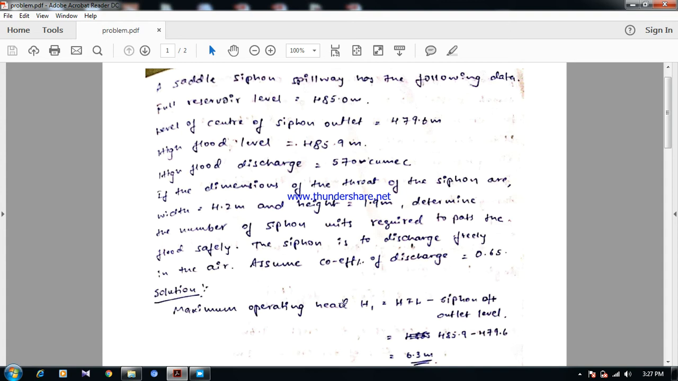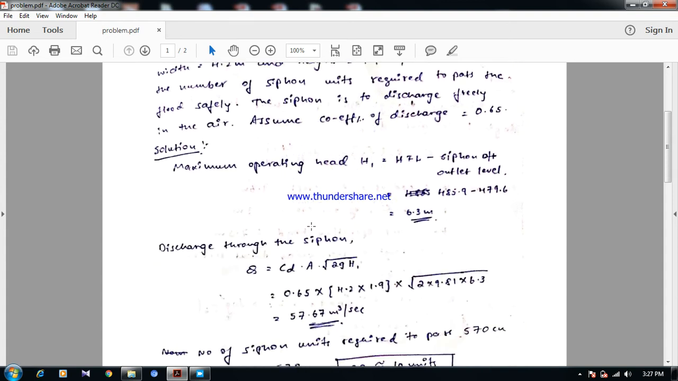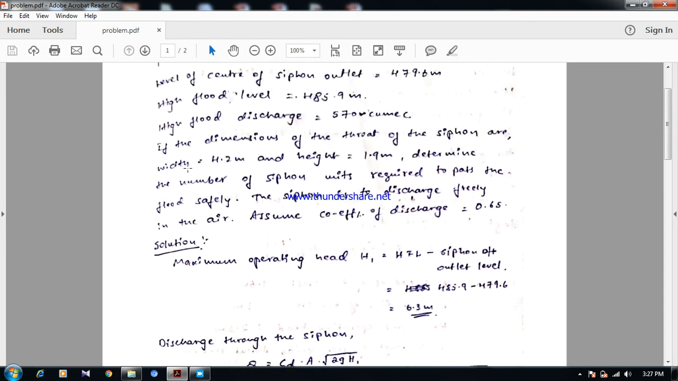So to calculate, we have to find out the discharge through the siphon of size 4.2 meter width and height 1.9 meter. So in this dimension of the siphon, what is the quantity of water we are able to release?